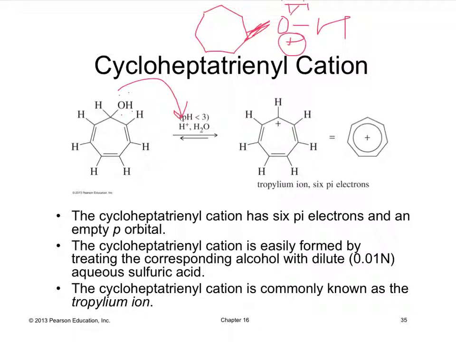As a result, the electrons will go to the oxygen, leaving as water, generating your tropylium ion, that's what it's called. And the other representation shown here when it's in resonance is showing the circle inside.